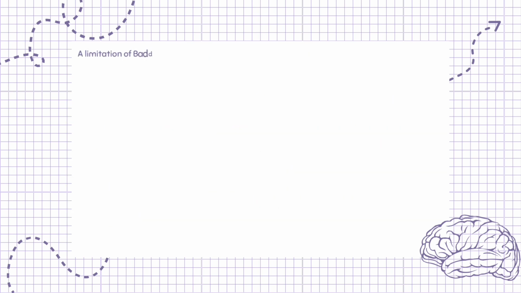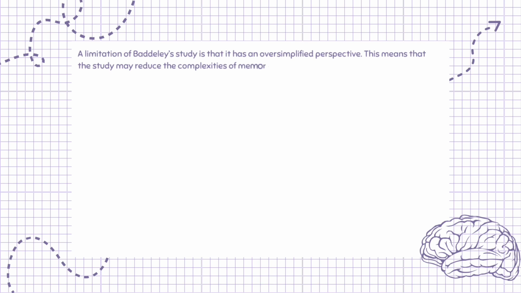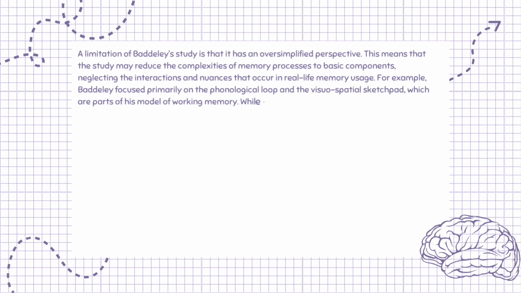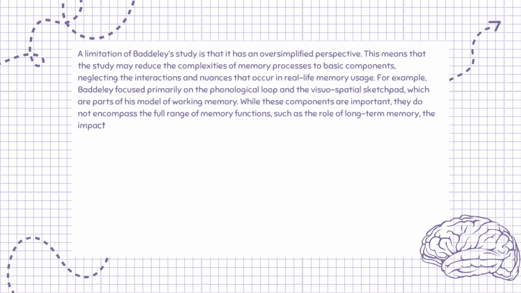A limitation of Baddeley's study is that it has an oversimplified perspective. This means that the study may reduce the complexities of memory processes to basic components, neglecting the interactions and nuances that occur in real-life memory usage. For example, Baddeley focused primarily on the phonological loop and the visuospatial sketchpad, which are parts of his model of working memory. While these components are important, they do not encompass the full range of memory functions, such as the role of long-term memory, the impact of emotional context, or the influence of social and environmental factors on memory recall.